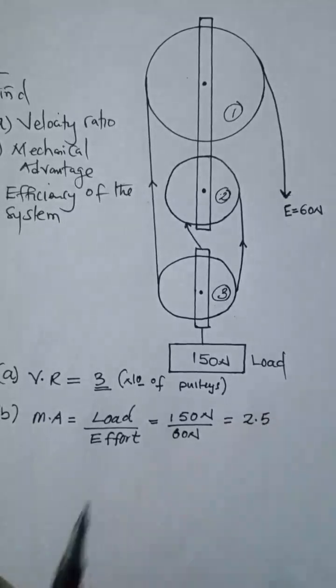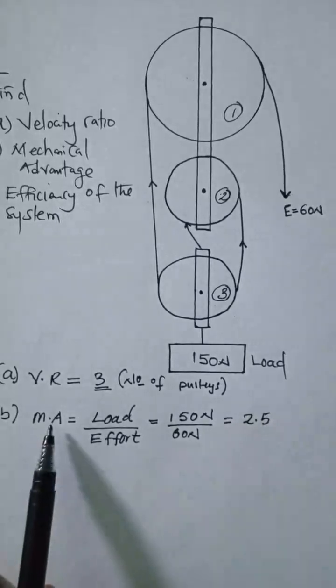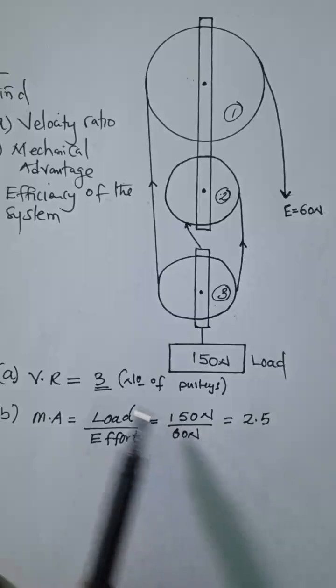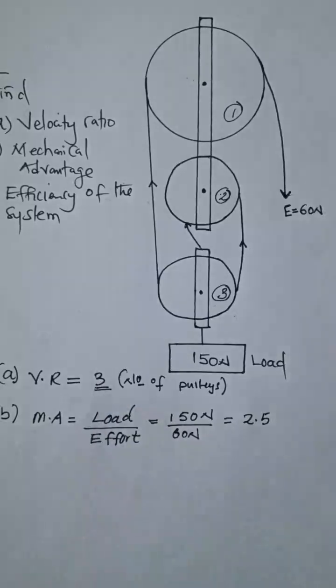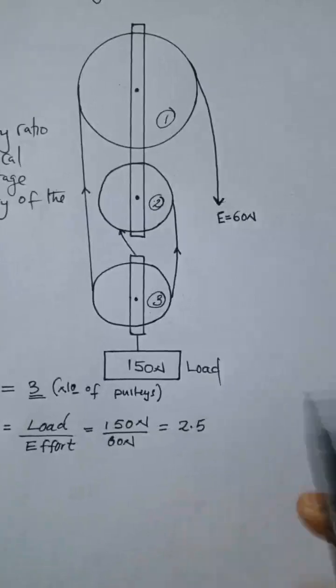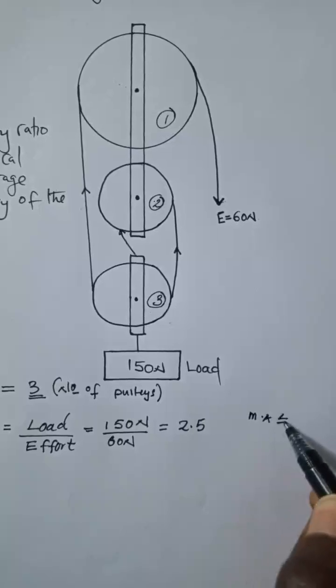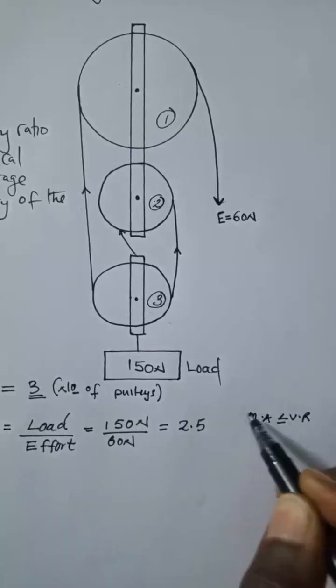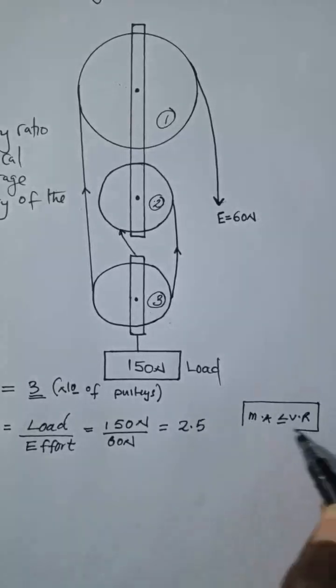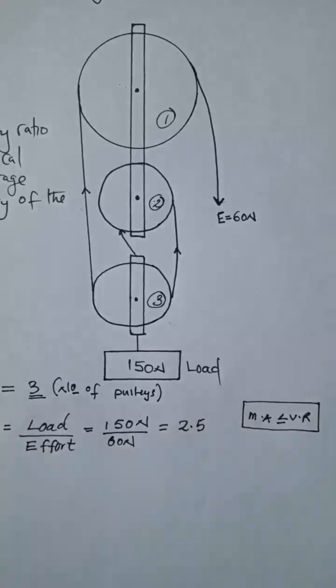2.5. Now, can you see something? The mechanical advantage is 2.5 and the velocity ratio is 3. Now here's the thing. In most cases, the mechanical advantage should always be less than or equal to the velocity ratio. What am I trying to say? I'm saying mechanical advantage should be less than or equal to what? Velocity ratio. This is a very important rule for energy conservation and also efficiency calculations.